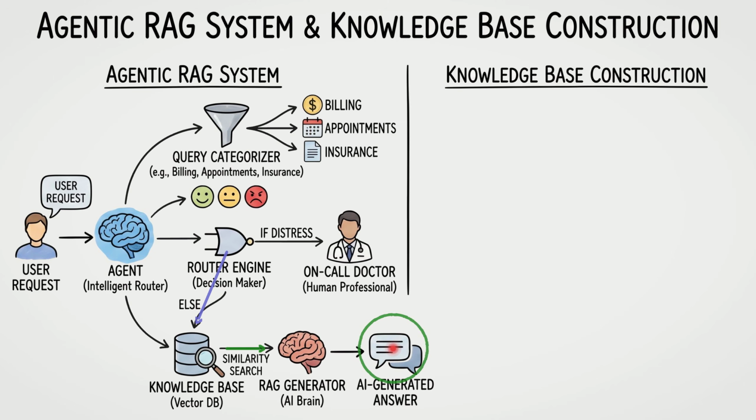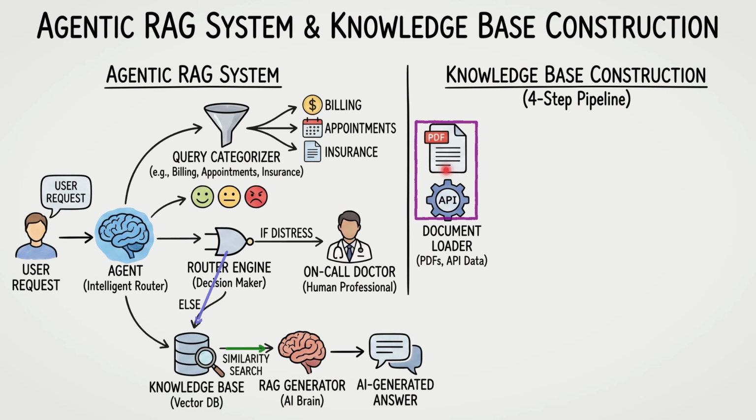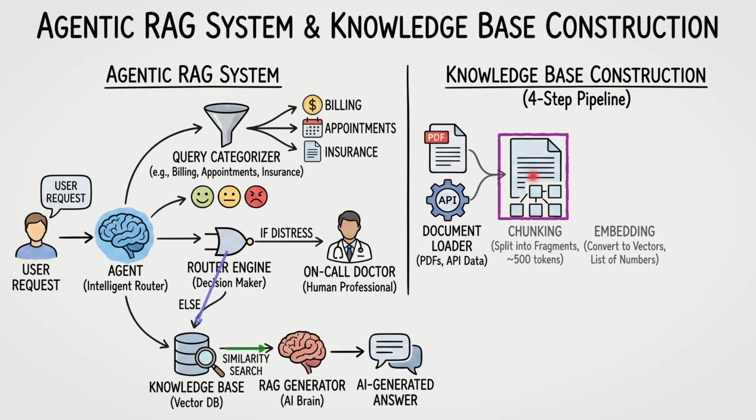But how does that knowledge base get built in the first place? Let's shift our focus to the right side, the knowledge base construction. To build the library the AI uses, we follow a straightforward four-step pipeline. The very first step is the document loader. This is where we ingest all our raw materials, like pulling in PDF files or connecting to API data streams. Next, because AI models have limits on how much text they can read at once, we use chunking. We split these massive documents down into smaller fragments, usually capping them around 500 tokens.